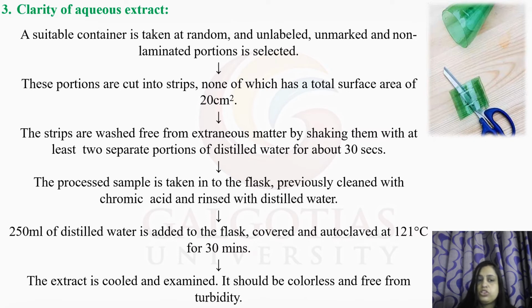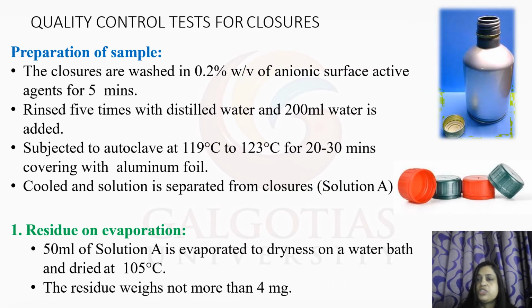water. 250 ml of distilled water is added to the flask, covered and autoclaved at 121 degrees centigrade for 30 minutes, and the extract is cooled and examined. It should be colorless and free from turbidity. Then quality control test for closures.